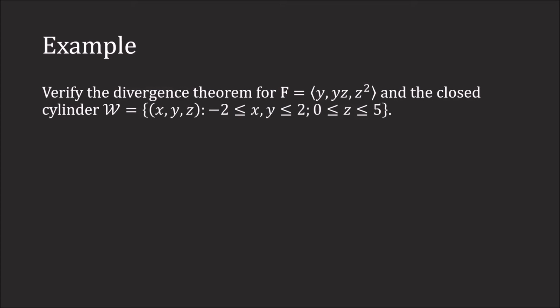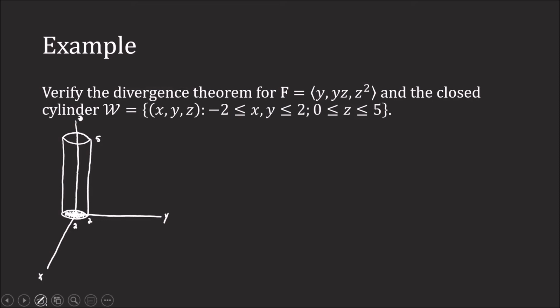We now wish to go ahead and verify the divergence theorem for this vector field and the closed cylinder given right here, where both x and y are between -2 and 2, and z is between 0 and 5. Once again, I will go ahead and sketch this surface out, and then return once I have it. So here's our surface. Now this region right in here is our domain D. Of course, then that whole thing is the surface W.